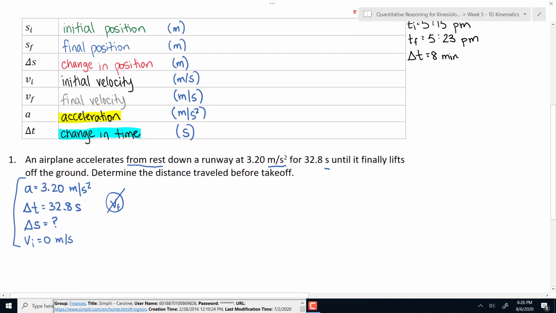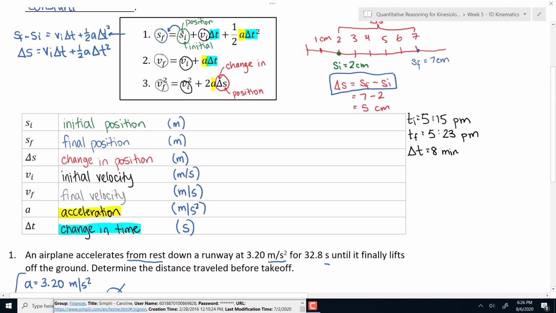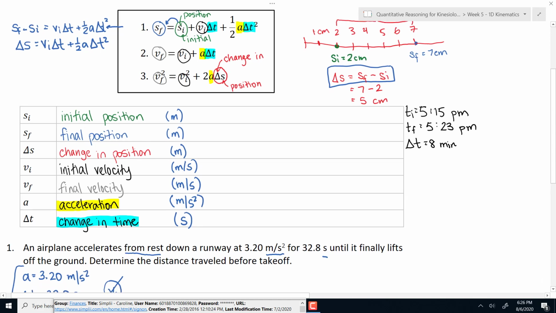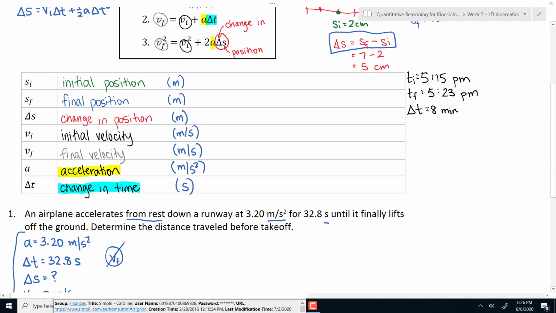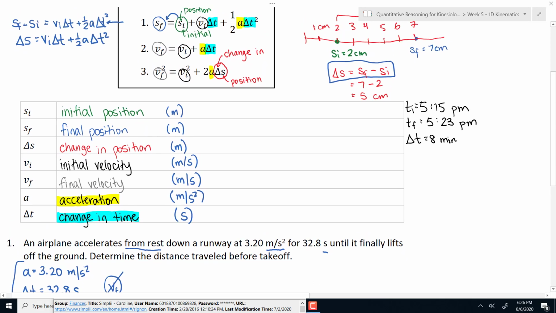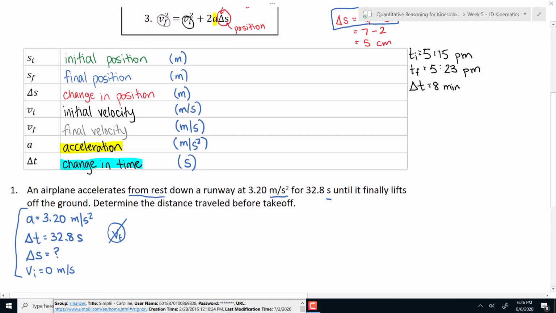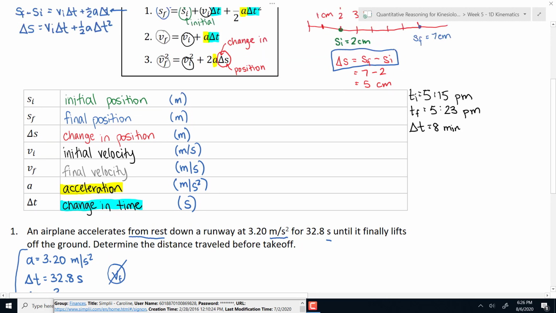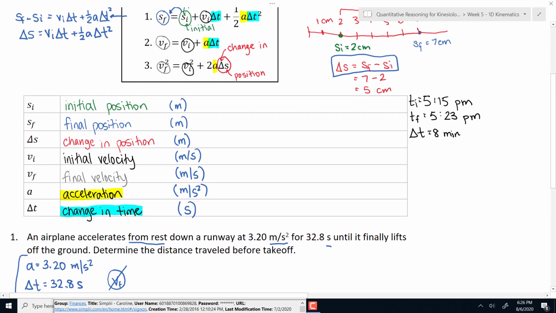Okay, and remember there were two forms of equation 1. There was SF equals SI plus VI delta T plus 1/2 A delta T squared. But if you bring the SI to the other side of the equal sign, that becomes delta S equals V initial delta T plus 1/2 A delta T squared. So you have to figure out which of those two equations you want to use. Well, we're looking for delta S, so let's use the one that we created here on the left side.